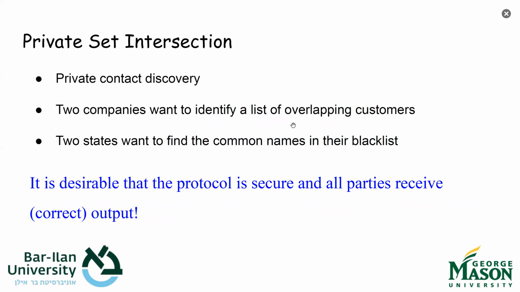PSI has many real-world applications. For example, it is used to compute private contact discovery, or when two companies want to identify a list of overlapping customers, or when two states want to find the common names in their blacklist. It is desirable that the PSI protocol is secure, and in many cases, all parties will receive correct output.